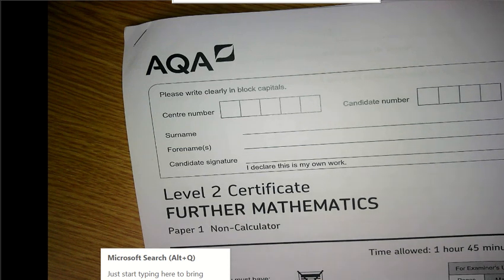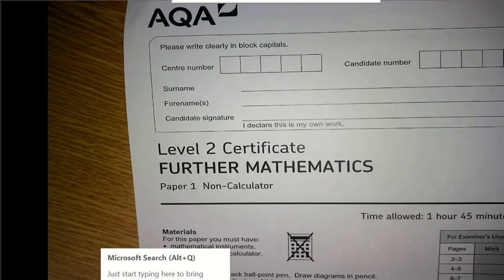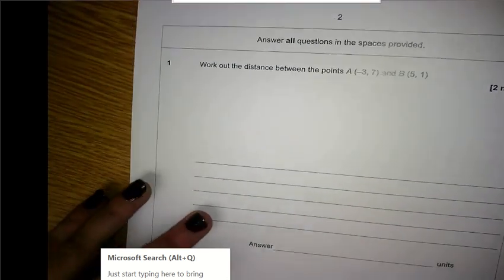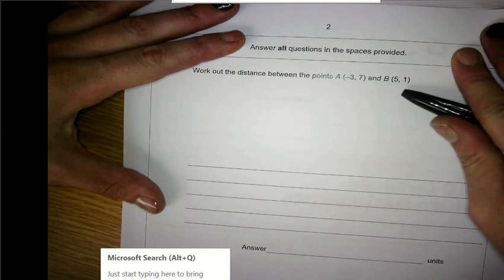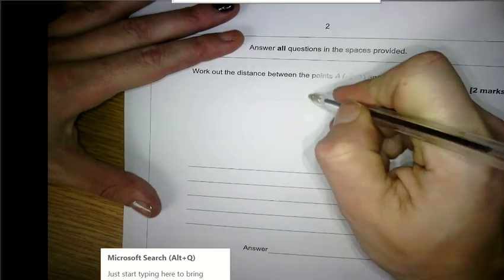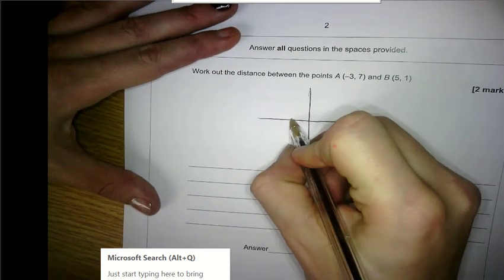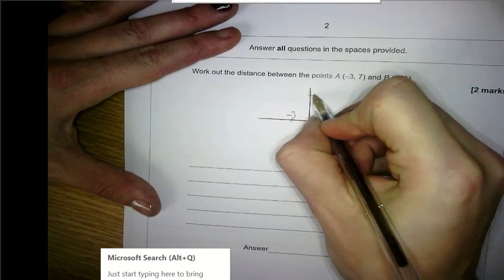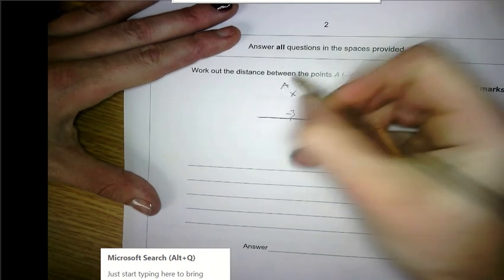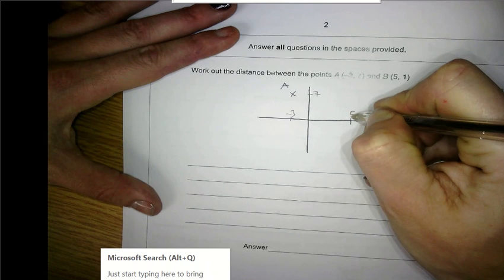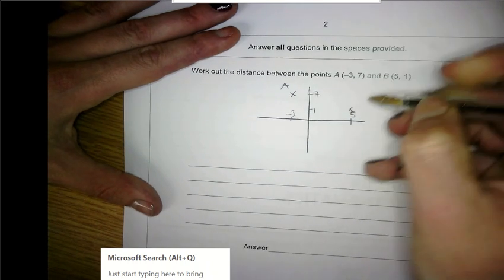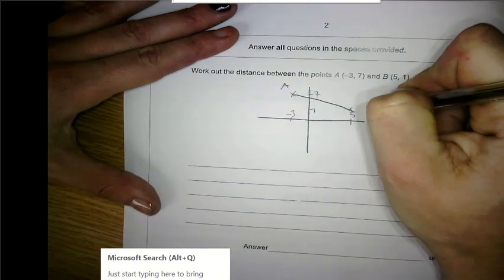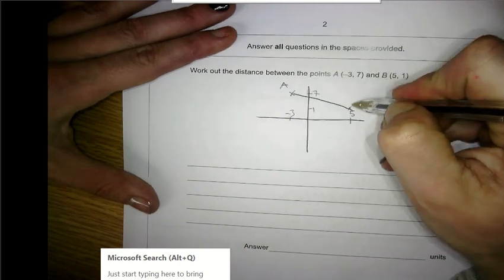Right, I'm going to refine paper 1 from your spring mocks. Question 1, work out the distance between (-3, 7) and (5, 1). I'm going to sketch those points, (-3, 7) and (5, 1). So I want to find this distance. To do that, I'm going to use Pythagoras.